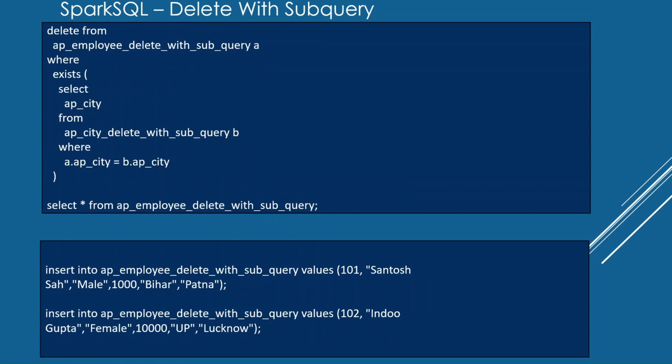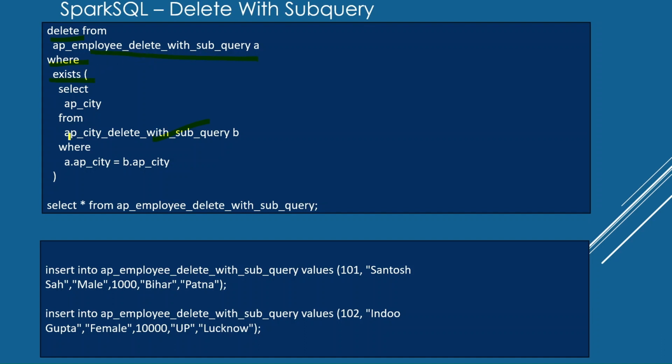Let's go to the PPT. Now this is again an example of a subquery. What we are doing is deleting data from this table where exists, select APCT from APCT delete with subquery, where APCT equal to d.apct.